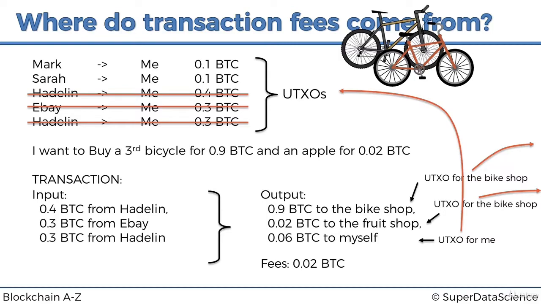The way you specify the fee is that there's no field to say the fee is going to be this. The fee is calculated automatically. They just take the total input minus the total output, and whatever the difference is, it is assumed that you want that to be the fee. That's where the fee originates. Very, very simple like that.